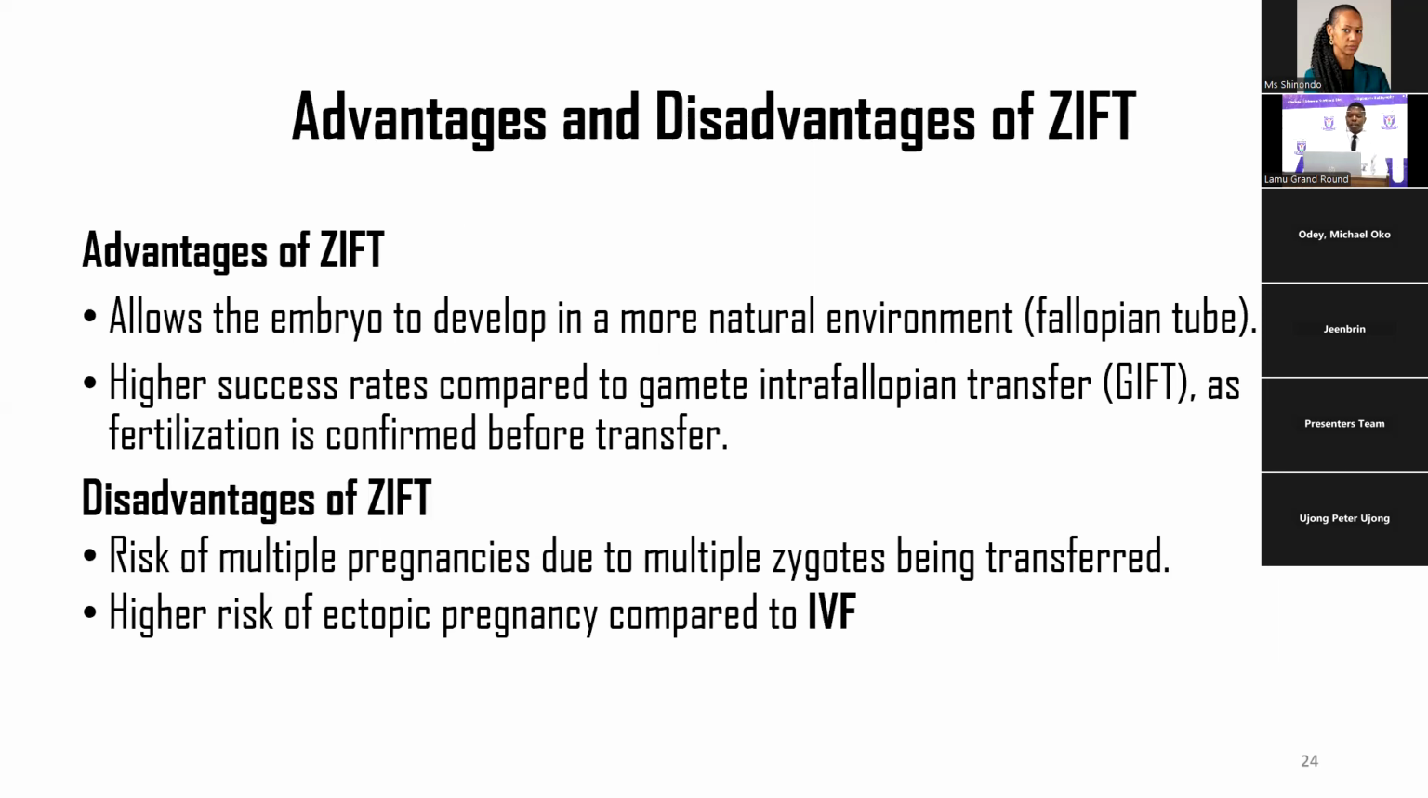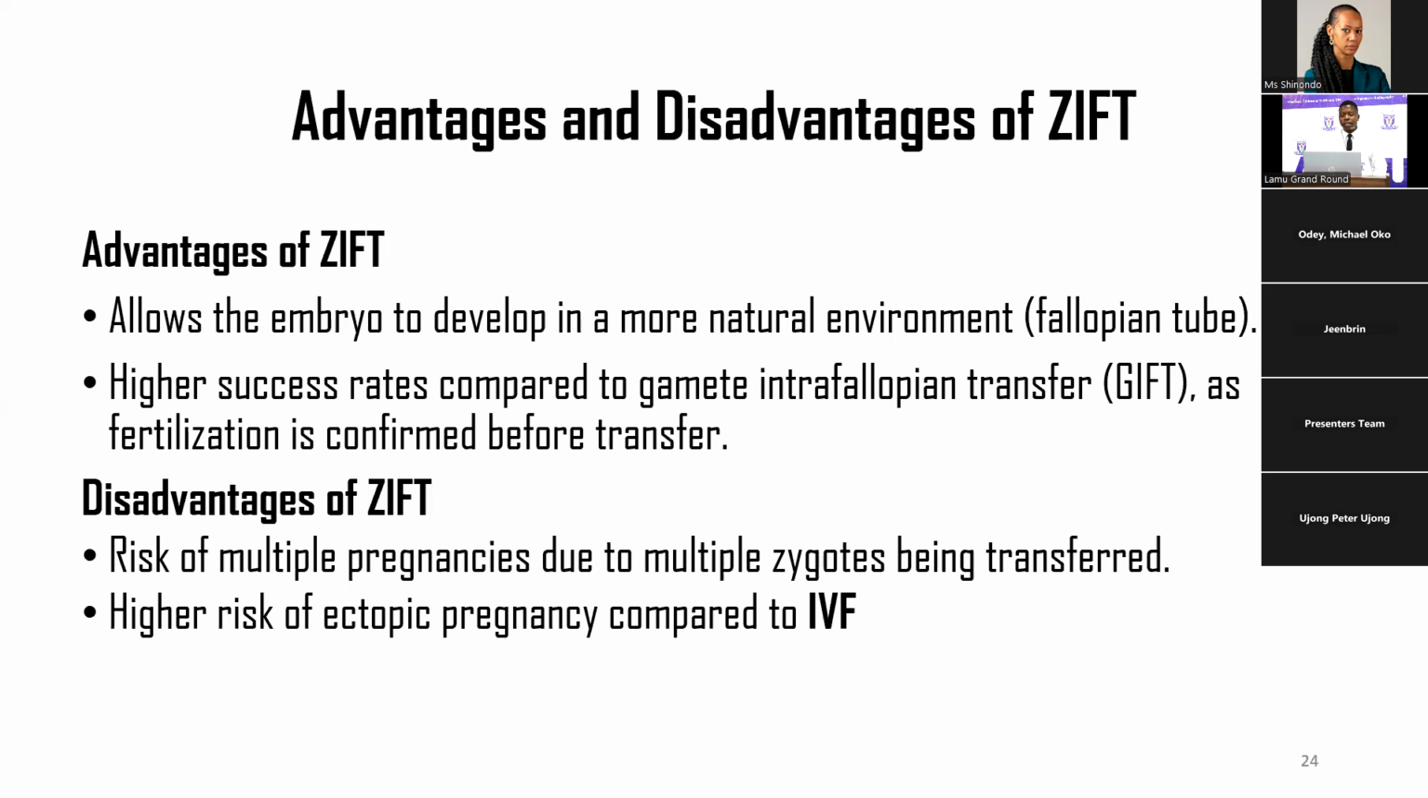Let's take a look at some of the advantages and disadvantages of zygote intrafallopian transfer. The first advantage that we have is that it allows the embryo to develop in a more natural environment, which is the fallopian tube. The second advantage is that it has higher success rates compared to gamete intrafallopian transfer, as fertilization is confirmed before the transfer. Let's take a look at some of the disadvantages.